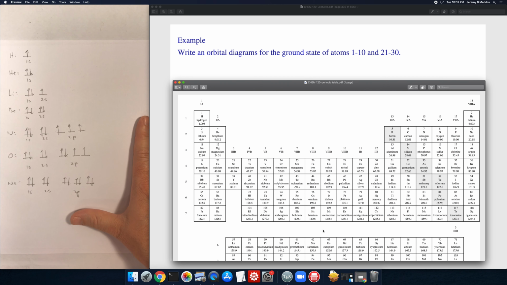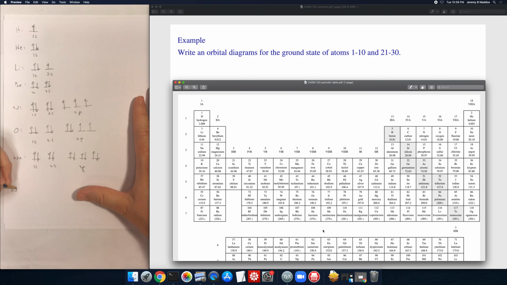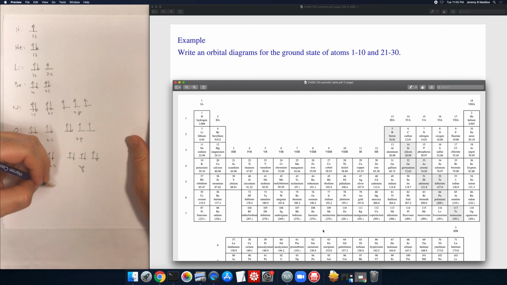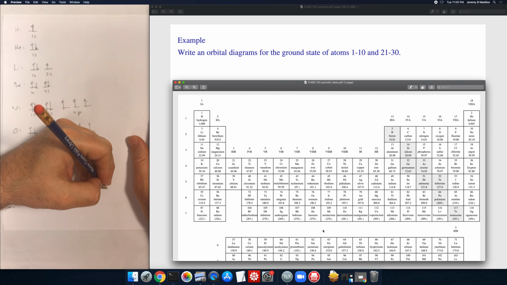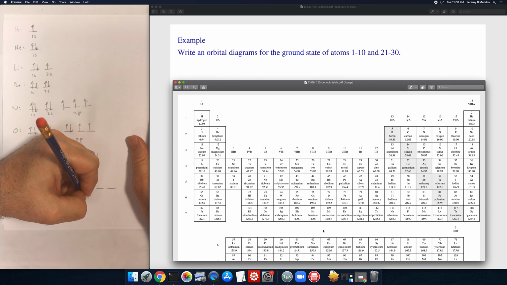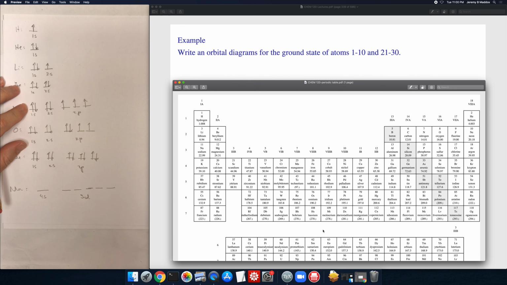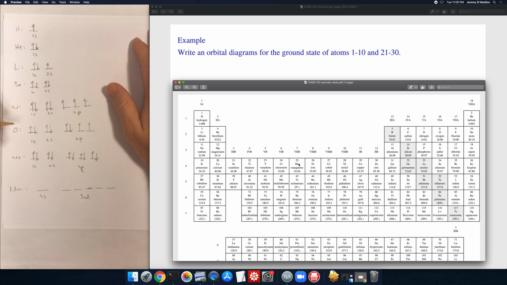Let's do manganese. We're only going to focus on the valence electrons for manganese. So there is a neon core, but we're only going to think about the 4s. And then there are 1, 2, 3, 4, 5 3d orbitals, corresponding to 1, 2, 3, 4, 5, 6, 7 electrons that need to go in here.